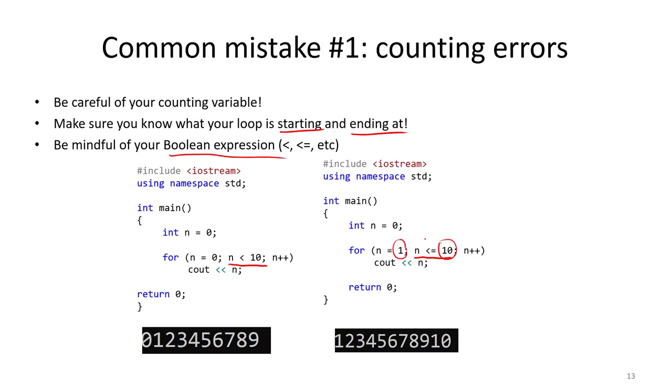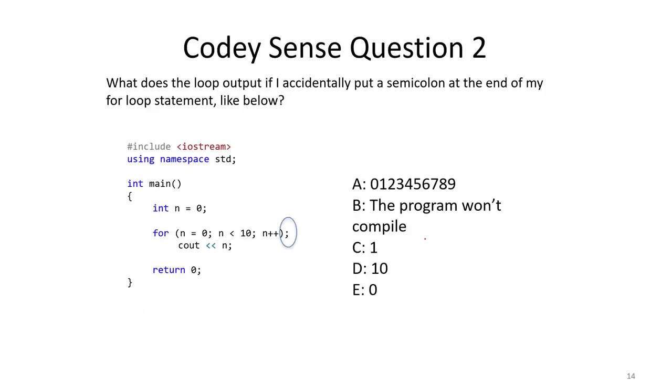Let's go ahead and move on to our next CodeSense question. So this is a fun one. The question is asking, what will our loop output if we accidentally put a semicolon at the end of our for loop? Take a moment and think about it. Turns out the output to this program is actually just going to be the number 10.